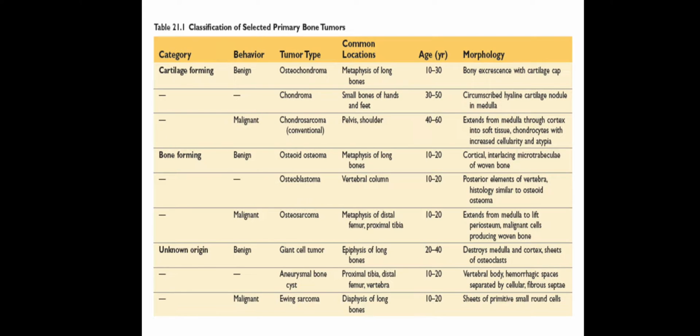We have 3 categories: cartilage-forming tumor, bone-forming tumor and unknown origin. Each one have a benign and malignant category and its presentation, location and age grouping.